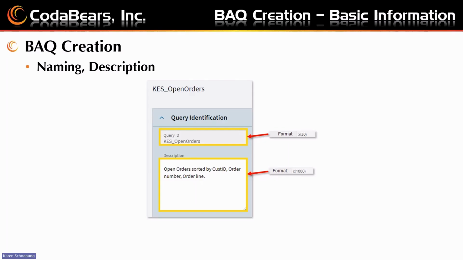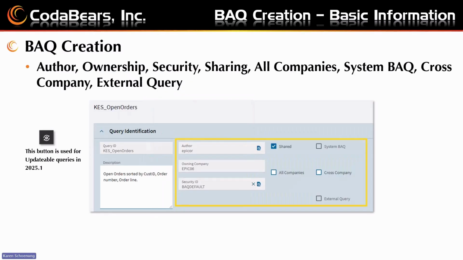The description can be much longer, up to 1,000 characters, but information here that helps others know what your query is all about. Continuing on the BAQ creation, we'll talk about all the other fields on your query identification panel card here. The author will be the user who created the current business activity query. Owning company displays the company where the current BAQ was created. The security ID shows the security code used to give or block access to the selected BAQ.